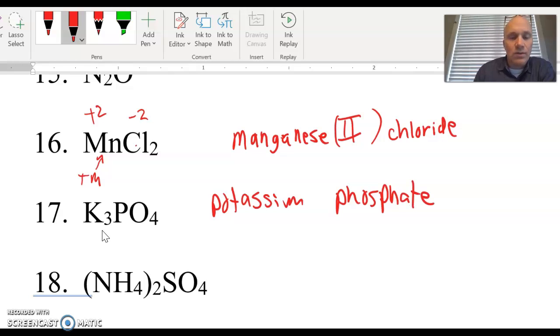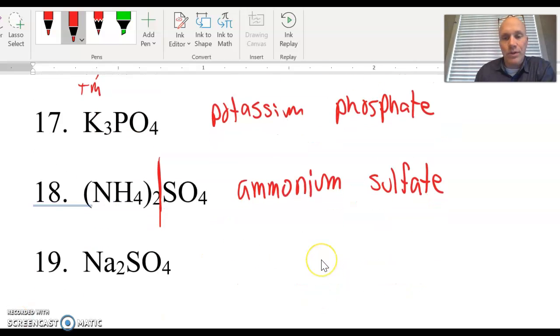This is one that, if we look at it, that's ammonium. So I'm going to put the line right there. On both sides of the line, you have multiple elements, so it's just a matter of writing down the names of the polyatomic ions side by side. So that makes that one ammonium sulfate.